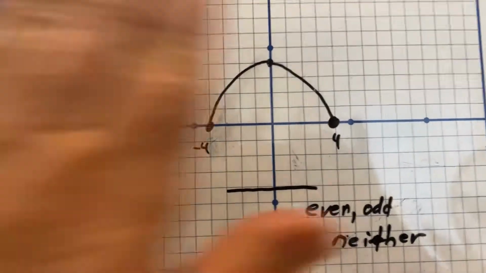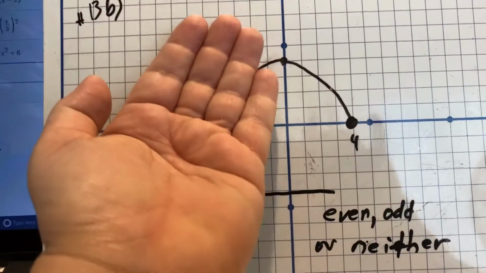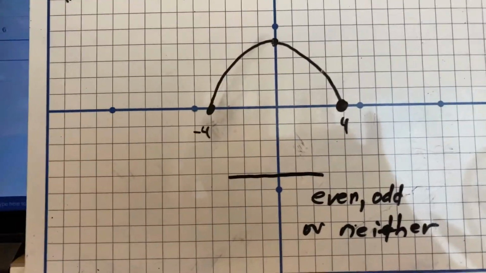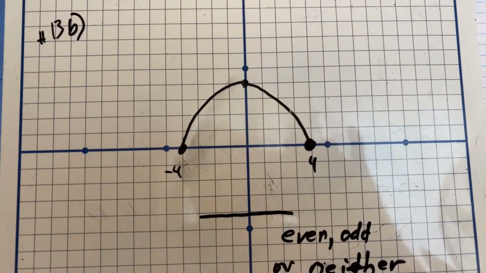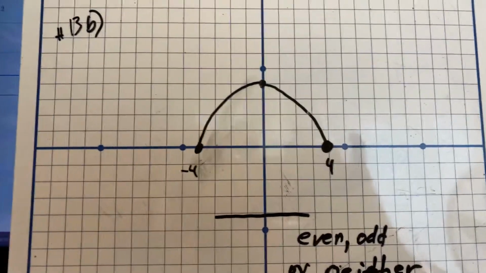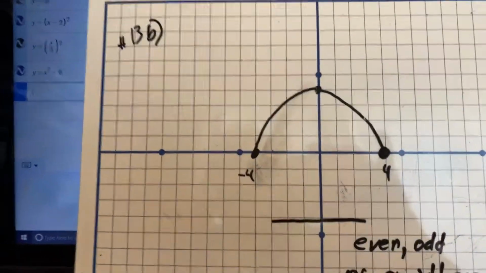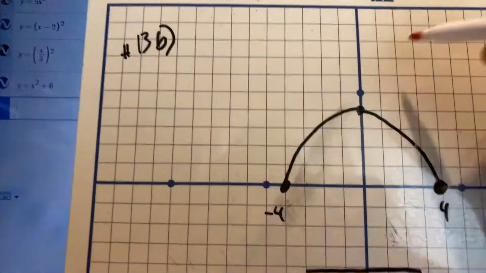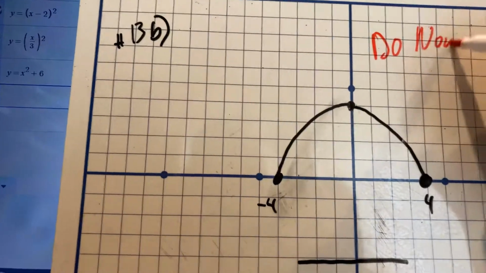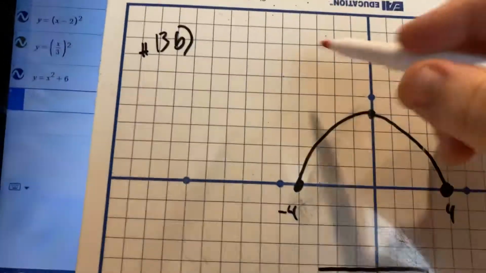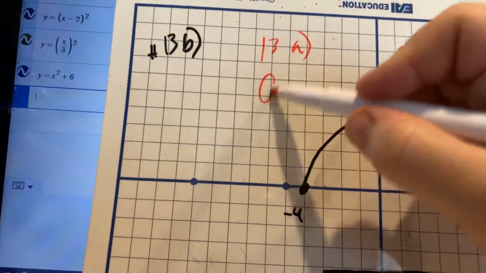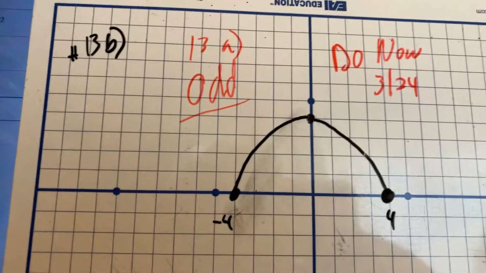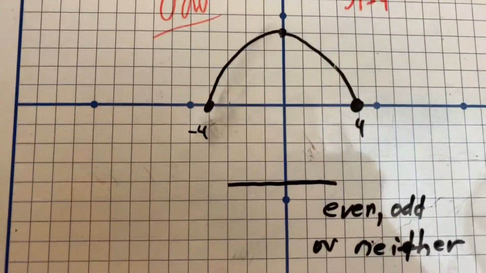Now remember what I said, if you take it and you reflect the shape about the y-axis, if it lands on itself, you have an even function. So this is in fact an even function. The last one was odd. 13A is odd. So let me just write that in, because again, this is your do now from 3/24. And so 13A was odd, and because it rotated, it had rotational symmetry about the origin. And then this one is in fact even.